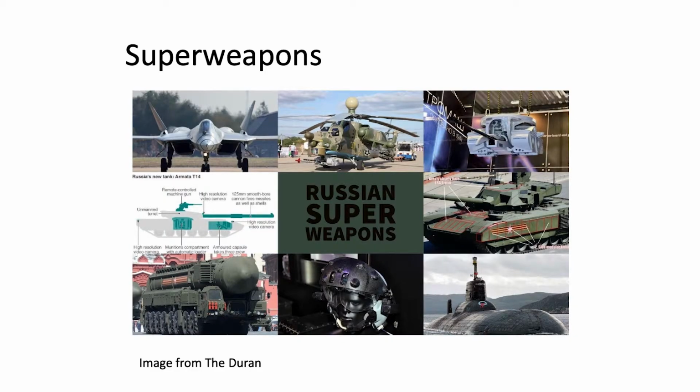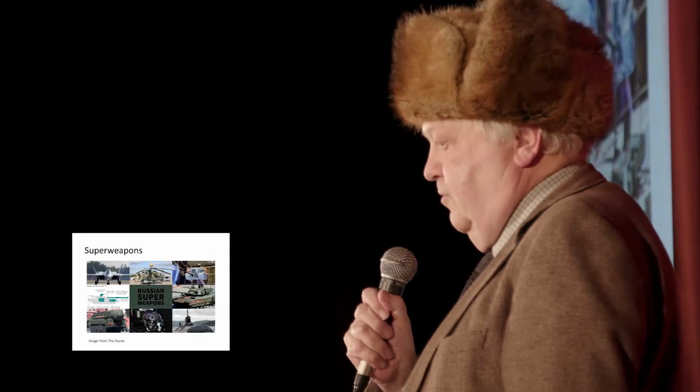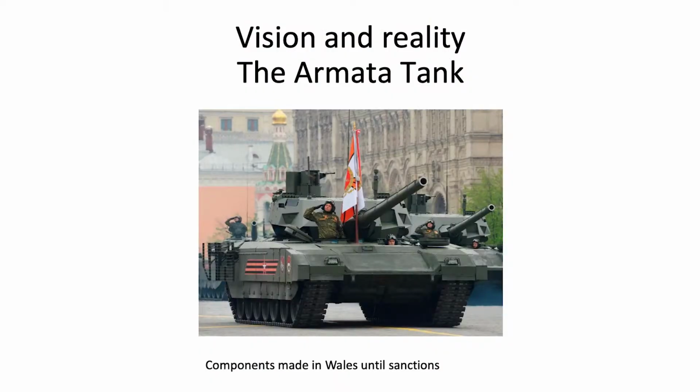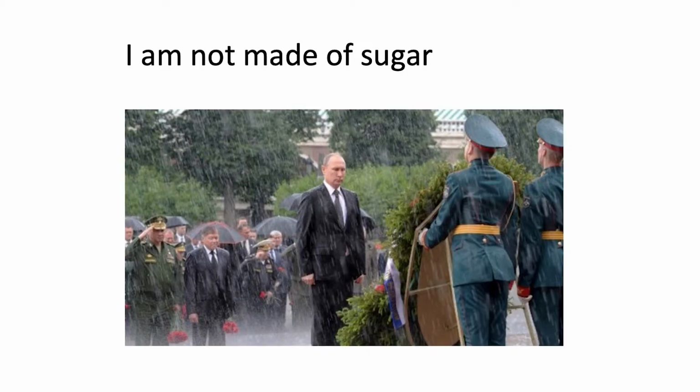Well, one reason is perhaps the security issue. Russia has a mass of super weapons, allegedly. However, it's not quite what it seems. We will focus on the Armata tank. The Armata tank was announced in 2013. It is equipped with optics made in Wales, with a command and control system made in France, and because of present difficulties, it's now going to happen in 2033.